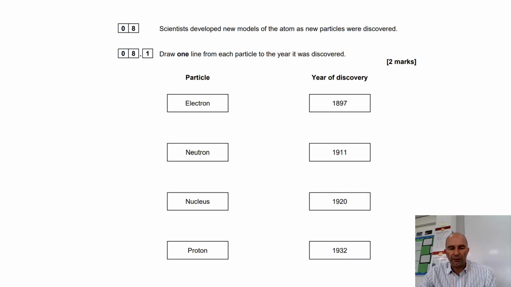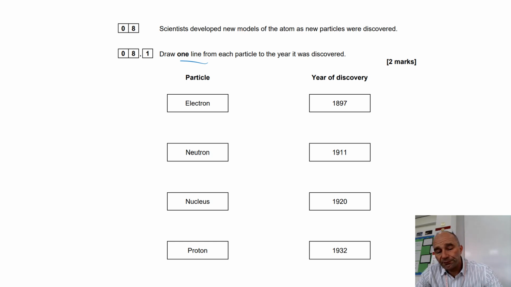Now question 8. We're looking at models of the atom. This could be as much of a chemistry question as it could be a physics question. Draw one line from each particle to the year it was discovered. Bit of a clue: draw one line. These are just things you need to remember.